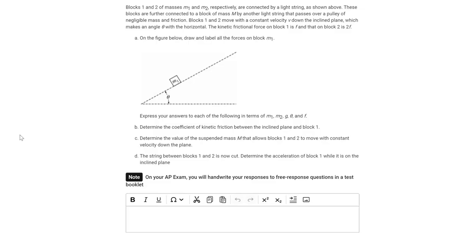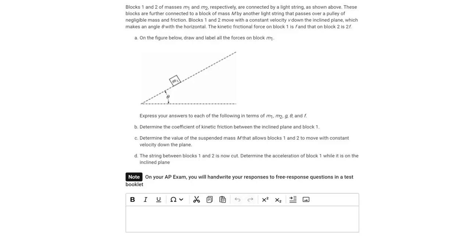So for part A, on the figure below, draw and label all the forces on block m1. So there are 4 forces acting here: the gravitational force acting down, the normal force perpendicular to the incline, the frictional force opposing the motion, and the tension moving the block up the incline. So we have to show this in the provided diagram. So if we want to see that, we'll see it like this.